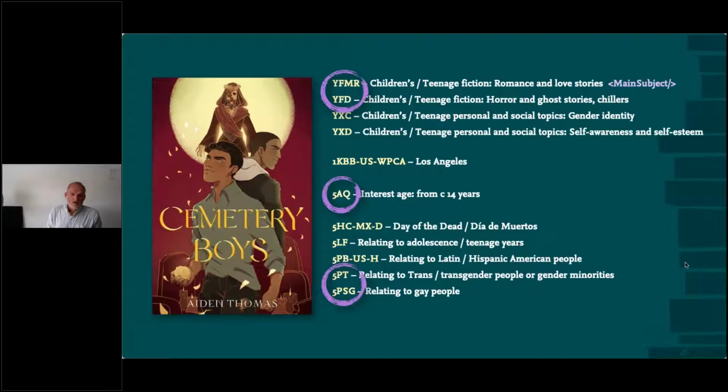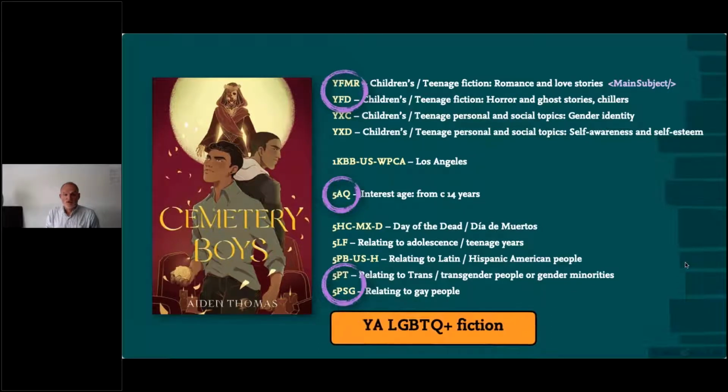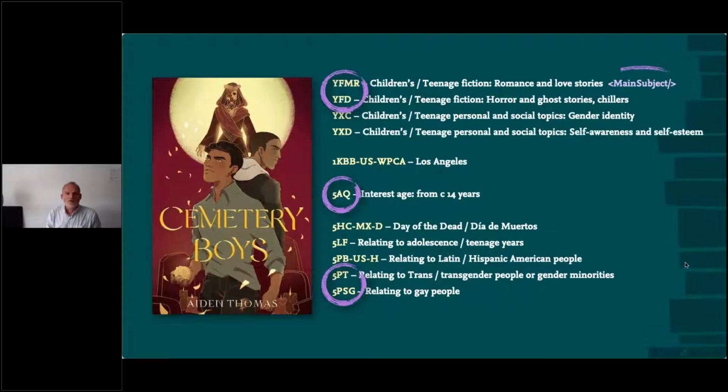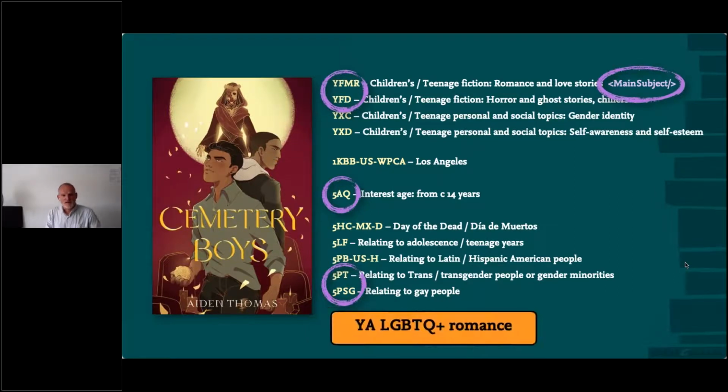We also have other qualifiers like these two relating to gay people and to transgender people. So somebody receiving it might have a section called YA LGBTQ+ fiction, which they can then map this to. Or they may look at the main subject and say, right, I'm going to map this into my YA LGBTQ romance section. Or they might just put it in the romance section and then display the other codes and qualifiers.